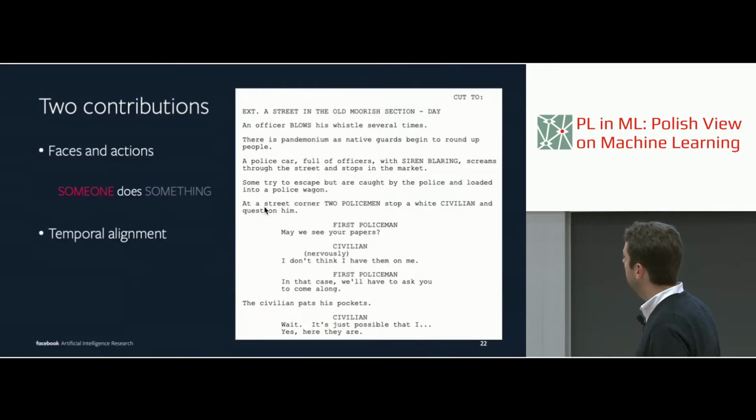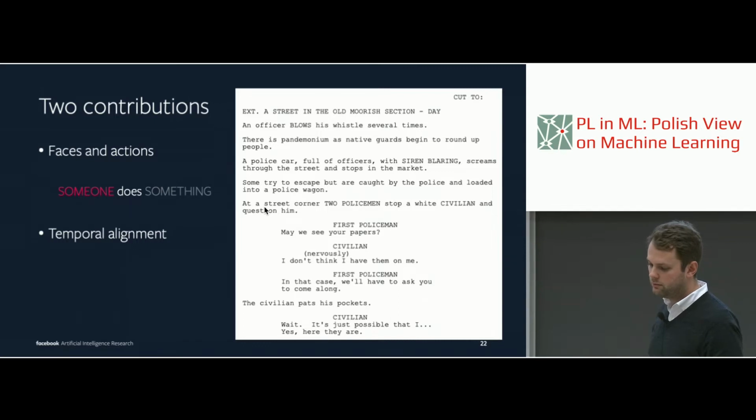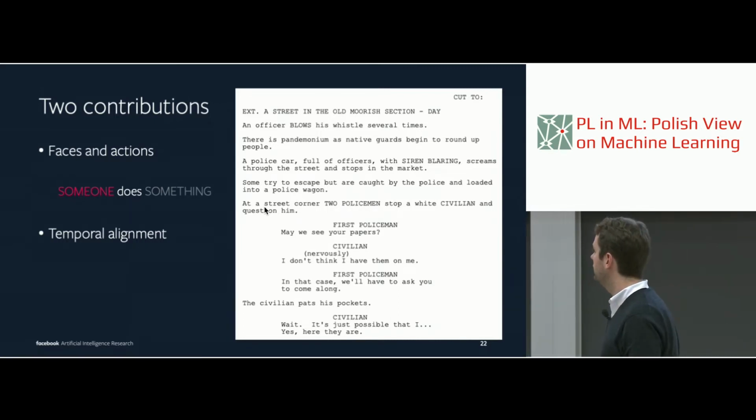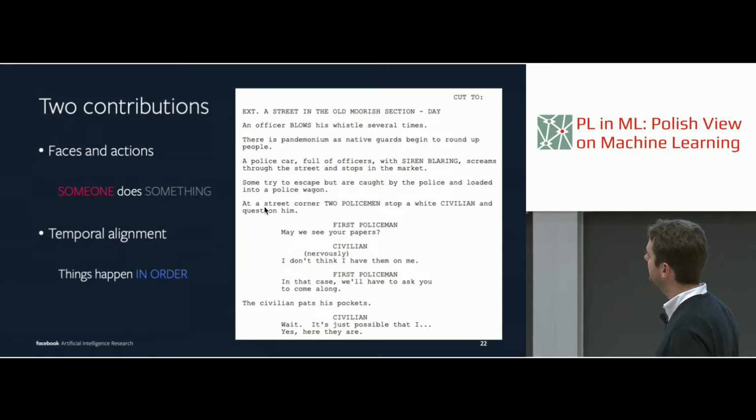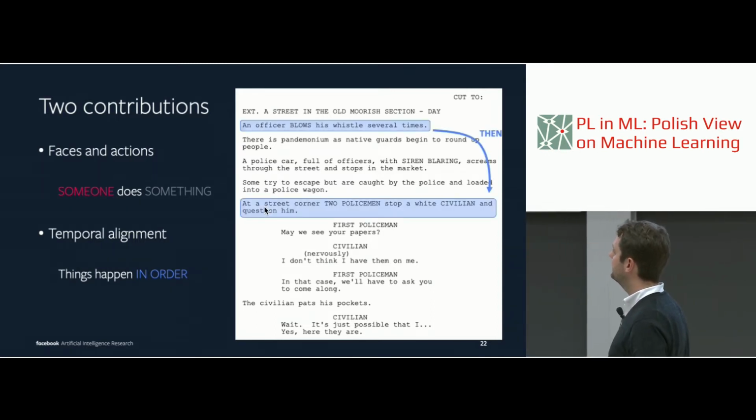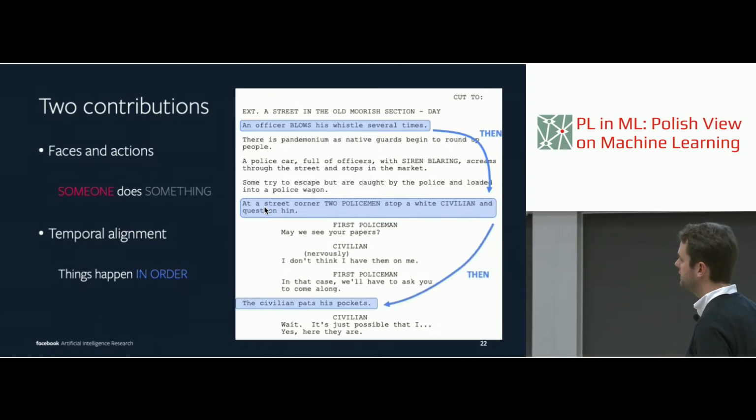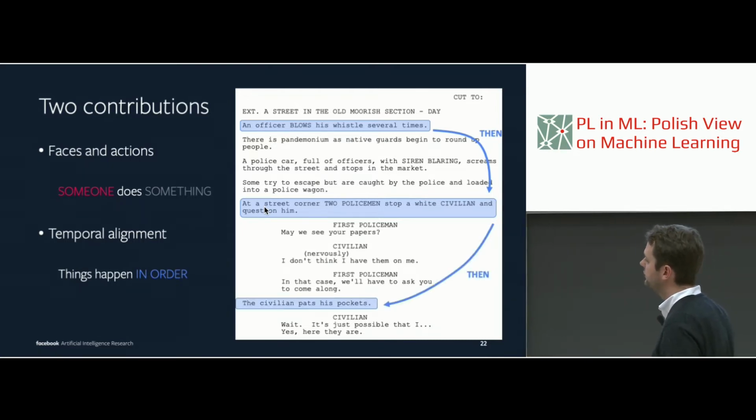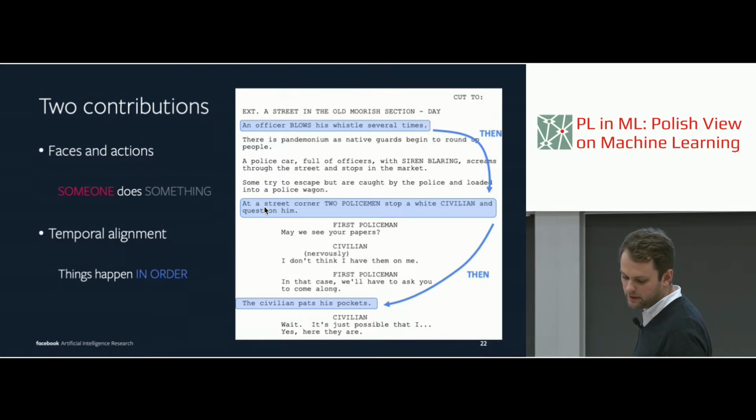So the second contribution was about temporal alignment. As I mentioned before, annotating videos is really, really tough. You don't want to do that. So we want to exploit the fact that things happen in order. So first, there's going to be this officer. Then there's going to be two policemen stopping a white civilian. And after that, there's going to be someone patting his pockets.